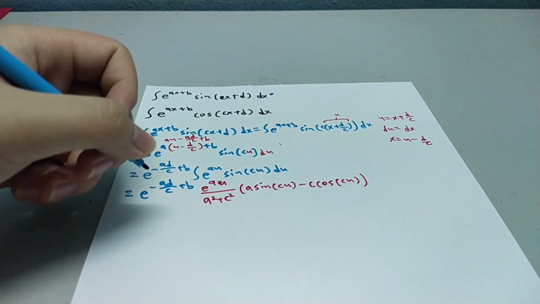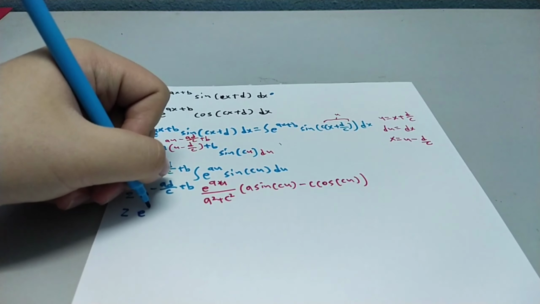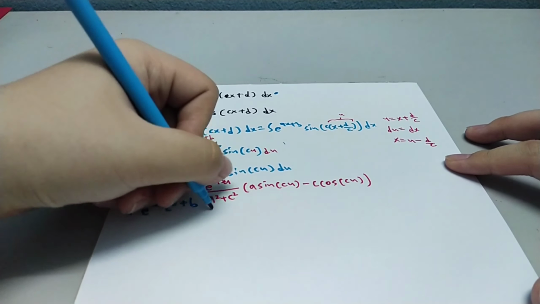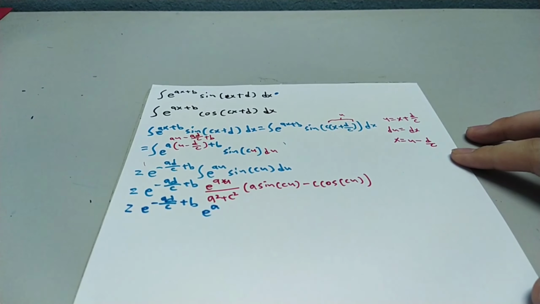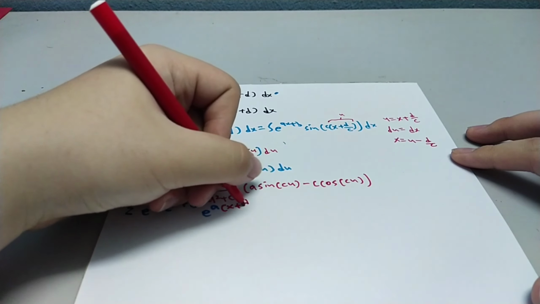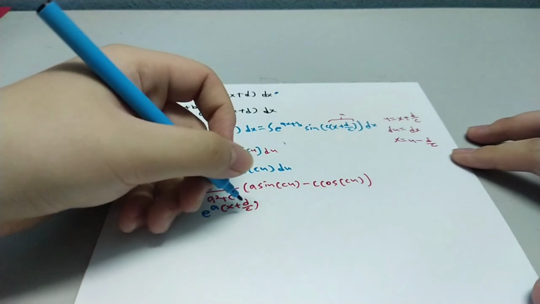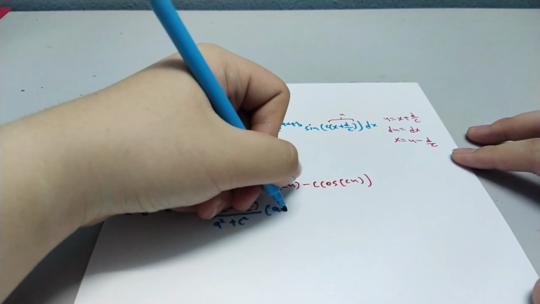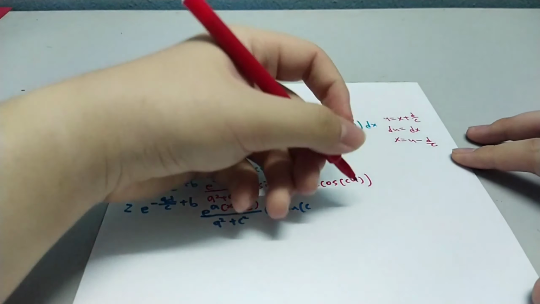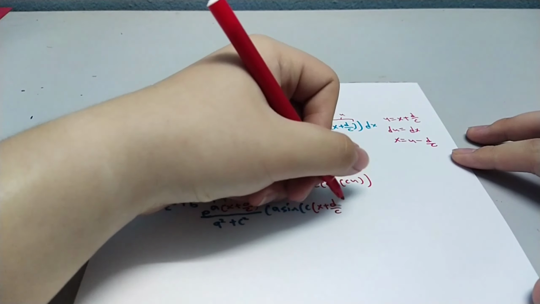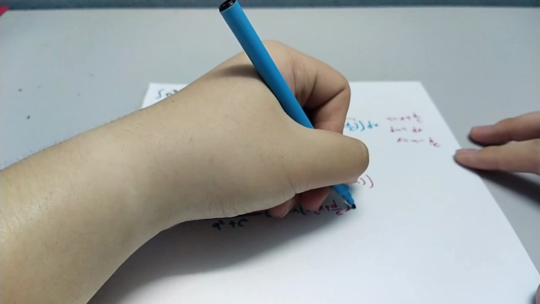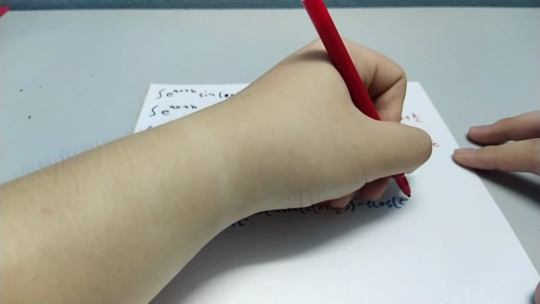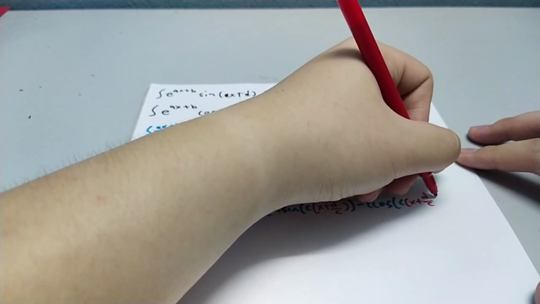So this integral is equal to e^(negative ad over c plus b) times e^(a times (x plus d over c)) over (a squared plus c squared) times (a times sine of c times (x plus d over c) minus c times cosine of c times (x plus d over c)).